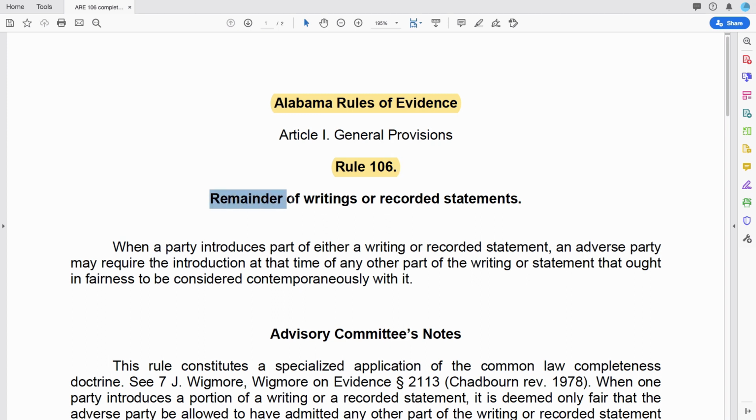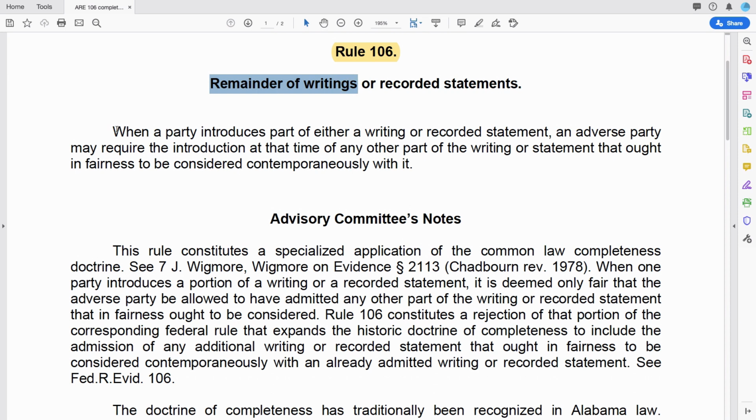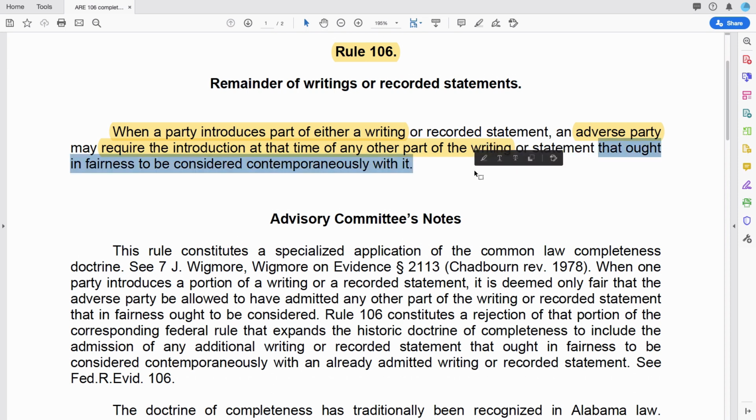So this is remainder of writings, and we're not really going to talk about recorded statements, just really the writings. So the rule is very short, and then we'll look at these committee notes, which kind of explain the purpose of this rule. It says, when a party introduces part of either a writing or a recorded statement, then the adverse party may require the introduction of the other part of the writing that ought in fairness to be considered contemporaneous with it.